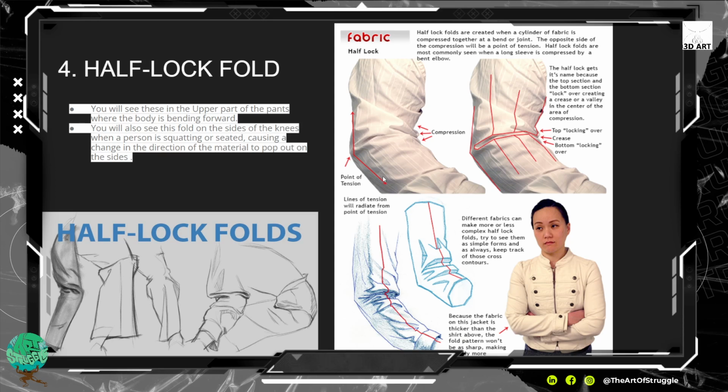All right, so now let's talk about the half-lock fold. You will see these in the upper part of the pants where the body is bending forward. You will also see this fold on the sides of the knees when a person is squatting or seated, causing a change in the direction of the material to pop out on the sides. All right.